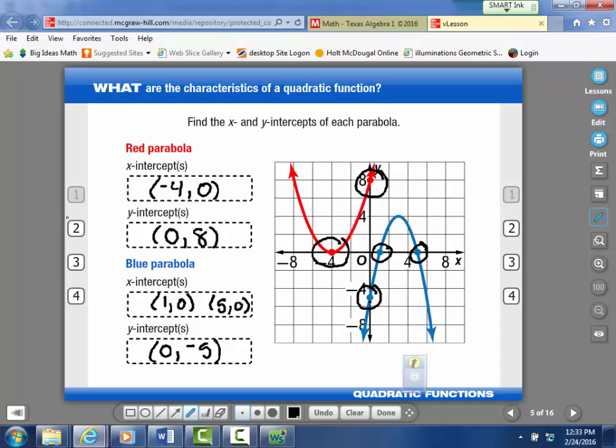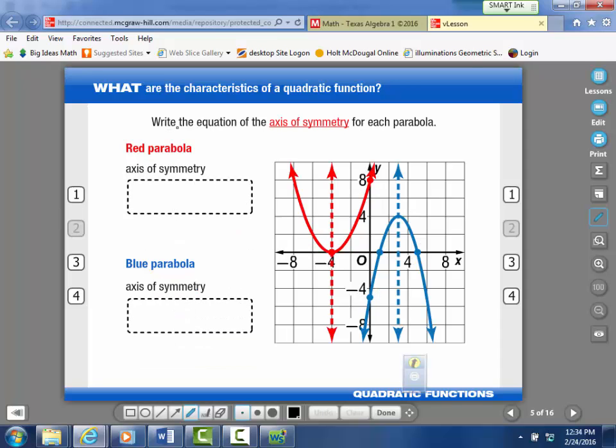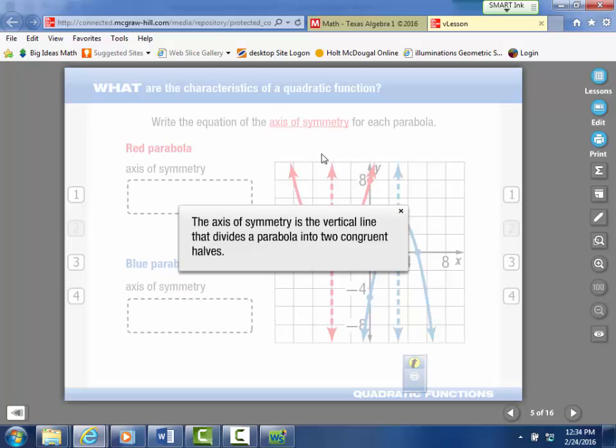Now we want to write the equation of the axis of symmetry for each parabola. Before we do that, let's define axis of symmetry. You want to write this down on your paper. The axis of symmetry is the vertical line that divides a parabola into 2 congruent halves. So it divides it in half. It's the same on each side. If you need to, pause the video so you can get that written down.